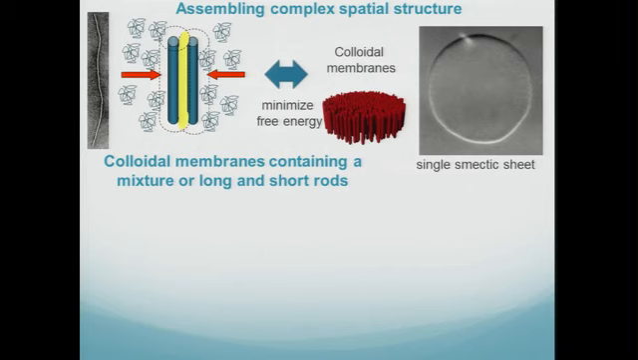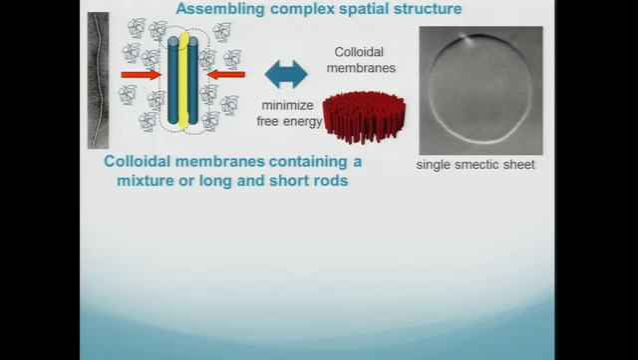The rods point into the plane of the screen. The rod is 7 nanometers in diameter, and there are millions of rods here, okay? So this is a single smectic sheet. We call it a colloidal membrane because in a certain way it's similar to a membrane. And we do understand to a certain extent why this forms.